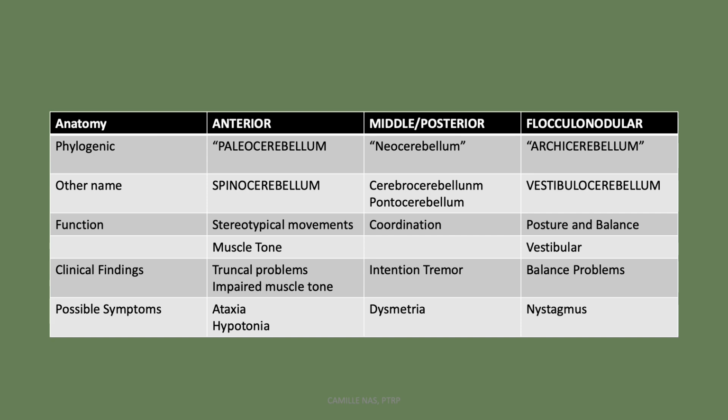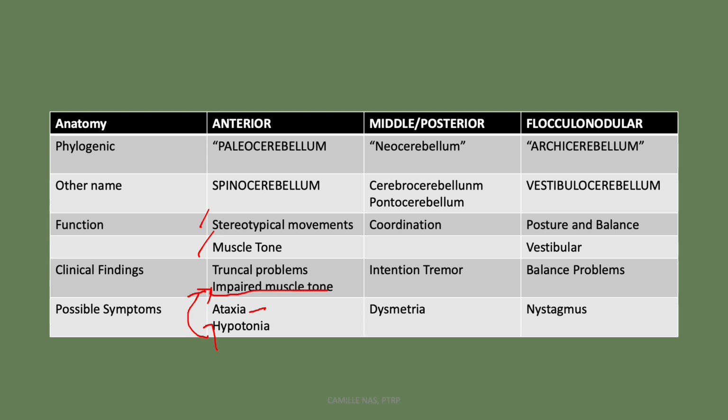The anterior lobe has a phylogenetic name of paleocerebellum. Another name is your spinocerebellum. This one is for stereotypical movements such as walking and also for muscle tone. The clinical findings would be truncal problems, so you will see postural swaying. Truncal problems and impaired muscle tone such as hypotonia, and also ataxia, truncal ataxia.